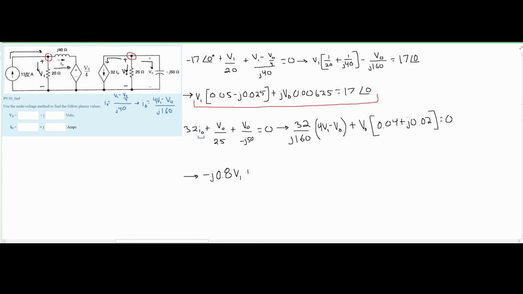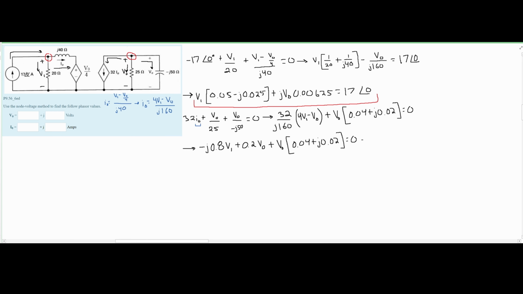Now we're going to have a plus, again, because if we flip the j up, it's going to be a negative, and a negative times a negative is a positive. And then we just have 32 divided by 160, which we know to be 0.2. So we're going to have a plus 0.2 times our V0. And then we have our V0 here that we can just copy in. After this, we are going to simplify a little bit further and add the V0s together.